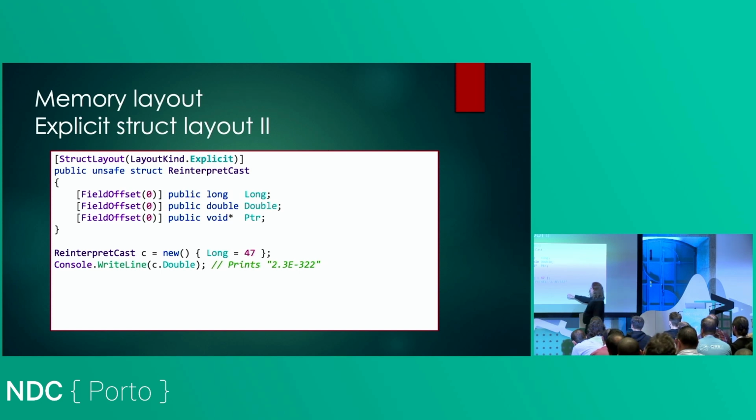So I say, OK, I create a new struct here. I say long 47. So I got 47 as encoded for a long in memory, but then I read it as a double. Again, reinterpret cast. The bits don't change at all. I just read them now as if I had written a double. And then it prints this. It's a slightly different number than the one I wrote. Slightly. And then, of course, if I now interpret the same bit pattern as a pointer, yeah, good luck.